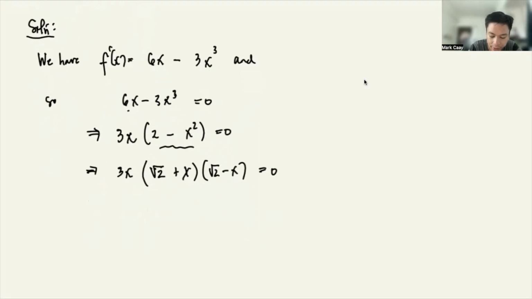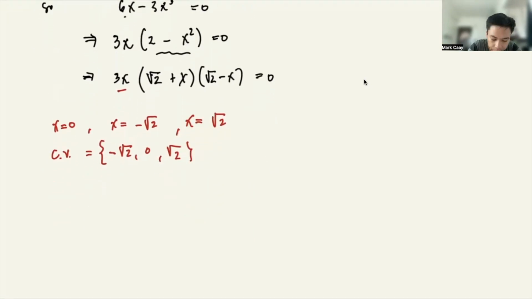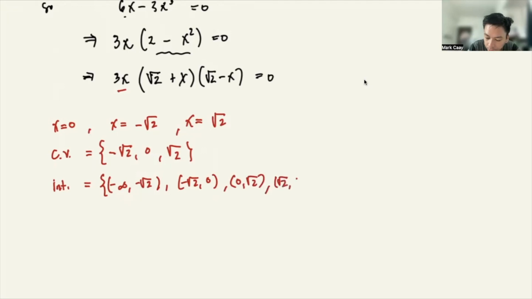Right? Factoring. Okay, you just have to review your basic algebra. So if we equate this to 0, we get a critical value of 0, another critical value of negative square root of 2, another critical value of square root of 2. When we arrange these, first is negative square root of 2, 0, and then square root of 2. So our intervals are negative infinity to negative square root of 2, negative square root of 2 to 0, 0 to square root of 2, square root of 2 to positive infinity. Isn't this what the algorithm says?